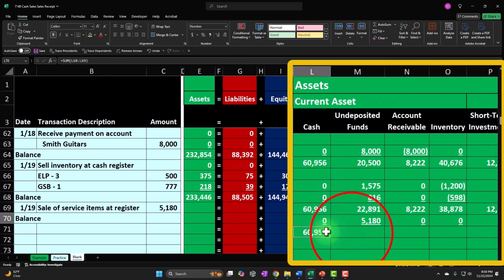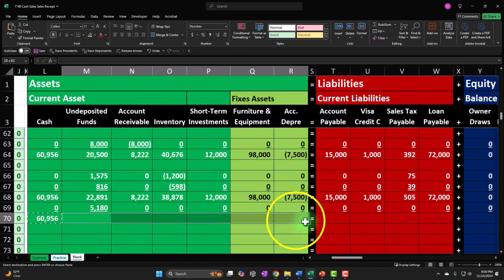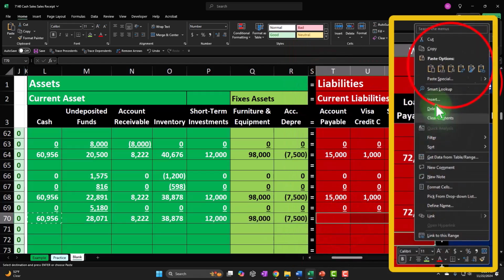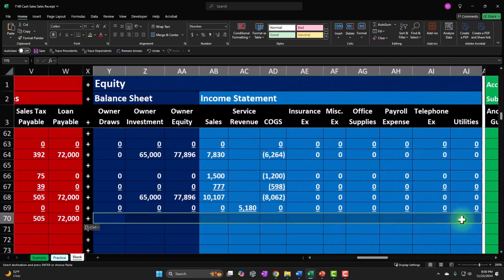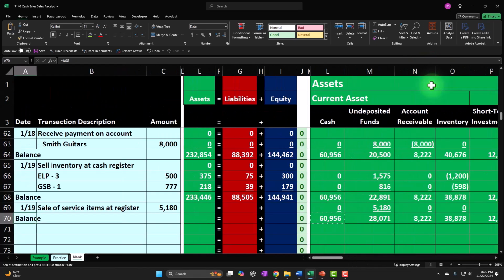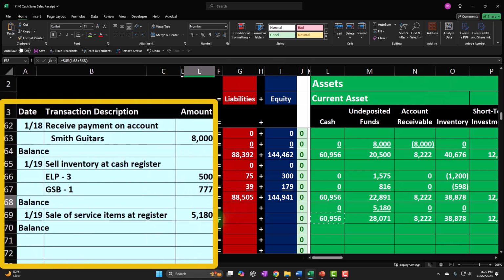We'll copy that, paste it across, just the formulas only. All right, so now let's pull down the balance. Let's pull this down. See if we're still in balance. So there's the activity. Oh no, not like that. Undo and pull it down. All right, so that transaction's in balance.